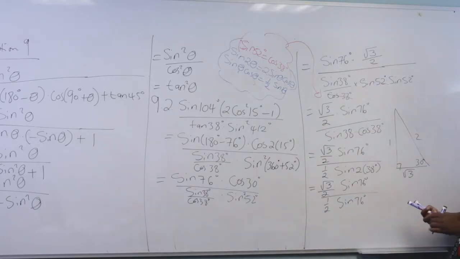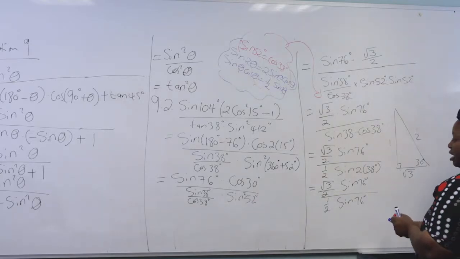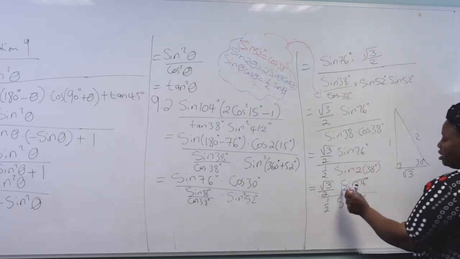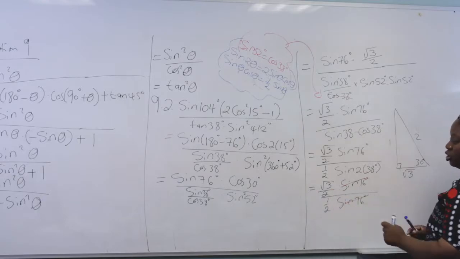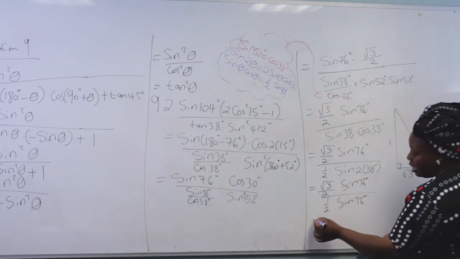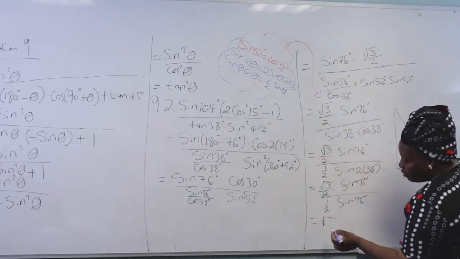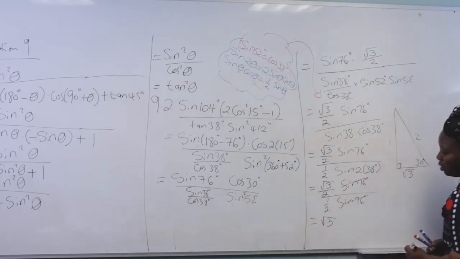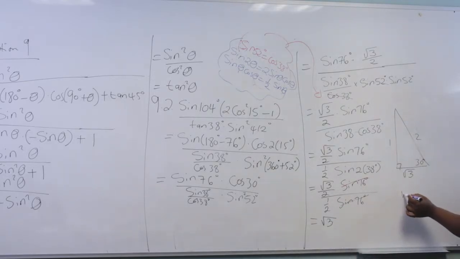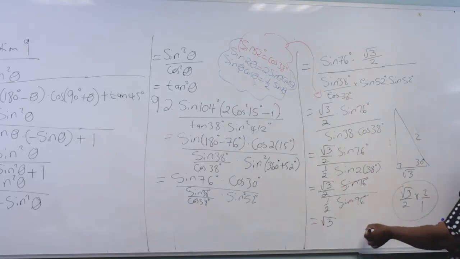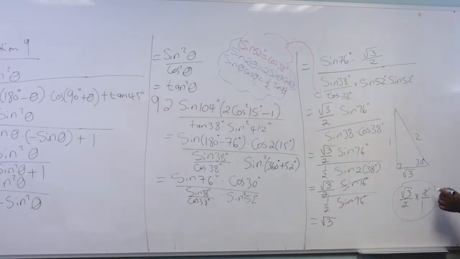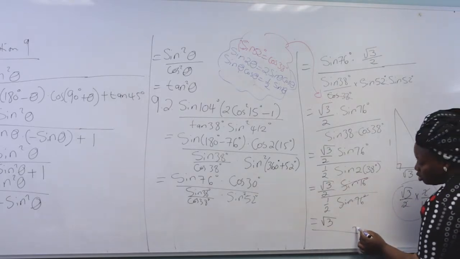Okay, now you see that the 76 is cancelling. The sine 76 are now giving us 1. So we're left with this 2. If I flip and times, I'll end up with the square root of 3. So the square root of 3 divided by 2 multiplied by 2 over 1, that is the meaning of flip and times. It will give me the square root of 3 because the 2 will cancel, and that will be your solution.